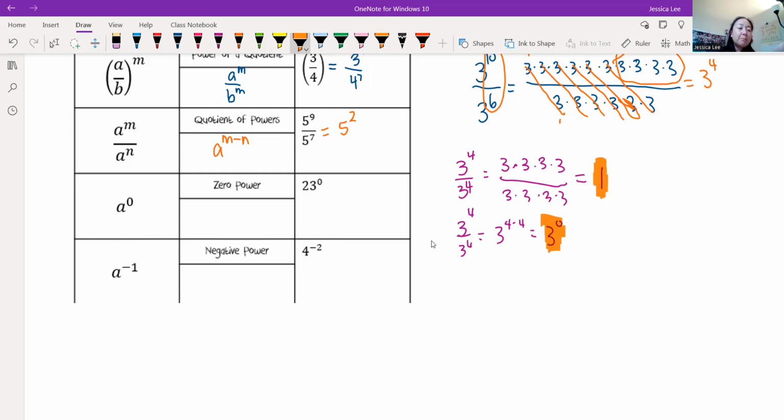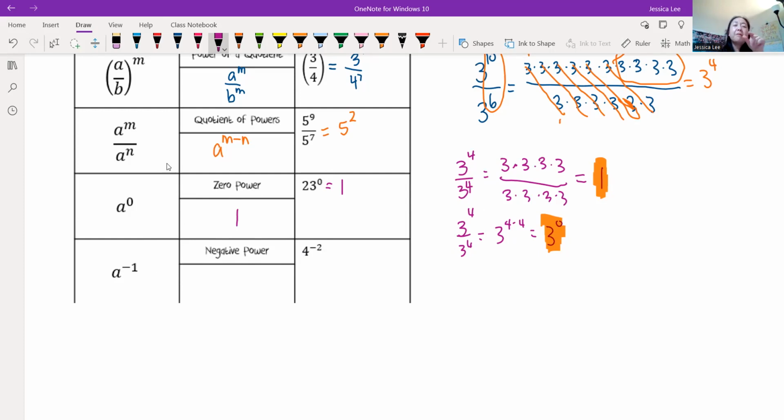So you can do that with any base. It does not matter. If we do 5 to the 10th power divided by 5 to the 10th power, anything you do is always going to simplify to 1. So basically what we can say here is anything to the 0 power is just 1. So what is 23 to the 0 power? 1. What is Miss Lee to the 0 power? 1. We're all 1, guys. We are the world. All right, now negative powers.